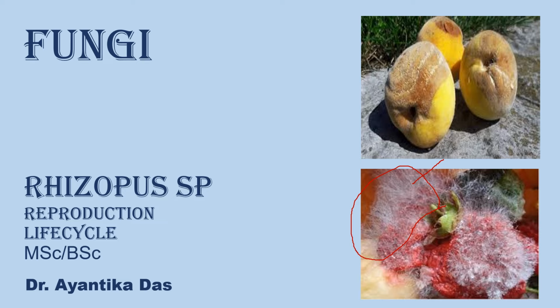So here in this video, I'll be discussing reproduction and life cycle, which is in the BSc and MSc syllabus of various universities. The reproductive phase only starts when the feeder mycelium as well as the aerial mycelium has reached a certain stage of maturity, that is, they have accumulated a high amount of lipid droplets in their cytoplasm. Only then does the mycelium start its reproductive stage. So let's begin the video.